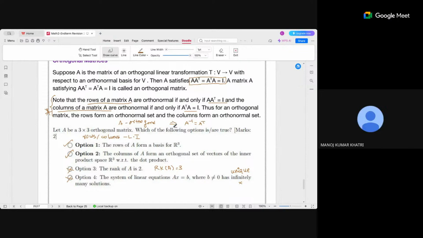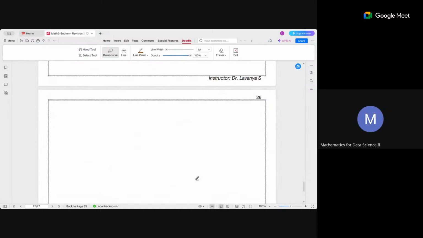Ma'am, can I ask a question? Yes, please. A general question, ma'am. For a subspace W, in the general sense, what is W complement? In a physical sense, how do we interpret it? For example, W is a subspace in R2 or R3. Okay, I understand your question.